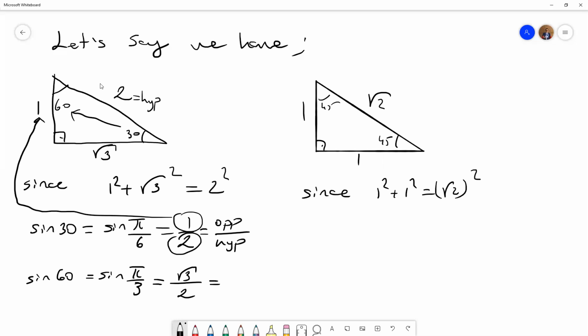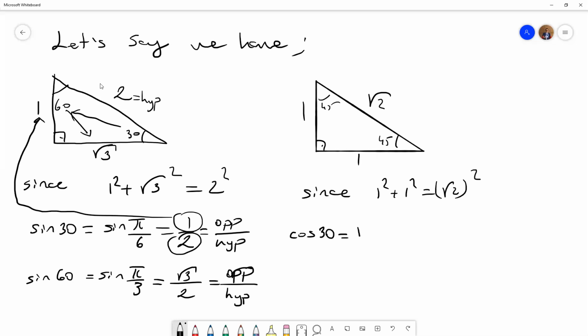This is because, again, the opposite of 60 degrees is equal to square root 3. This is the opposite, and the hypotenuse again is 2. So it is square root 3 over 2. And next one, let's find cosine 30 degrees.